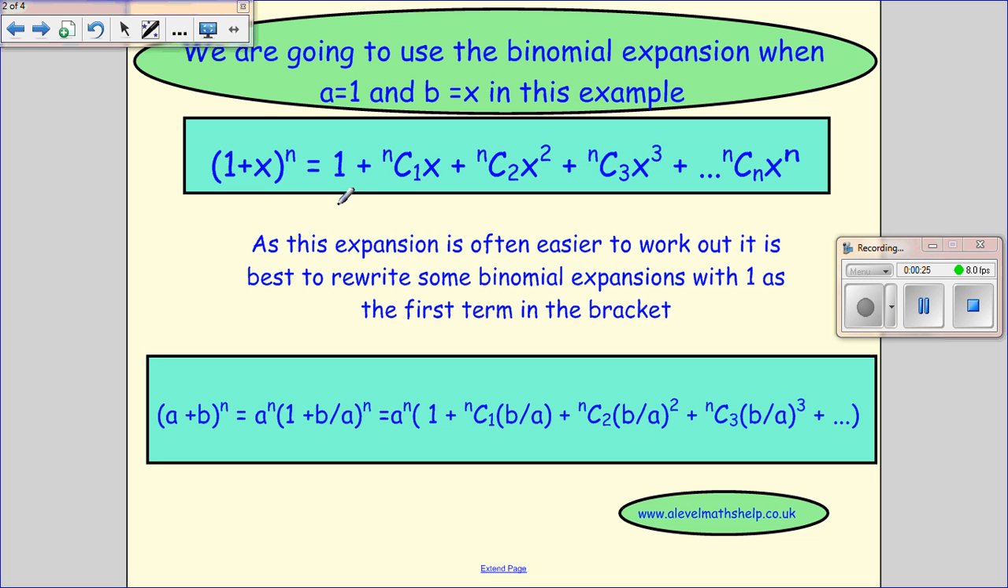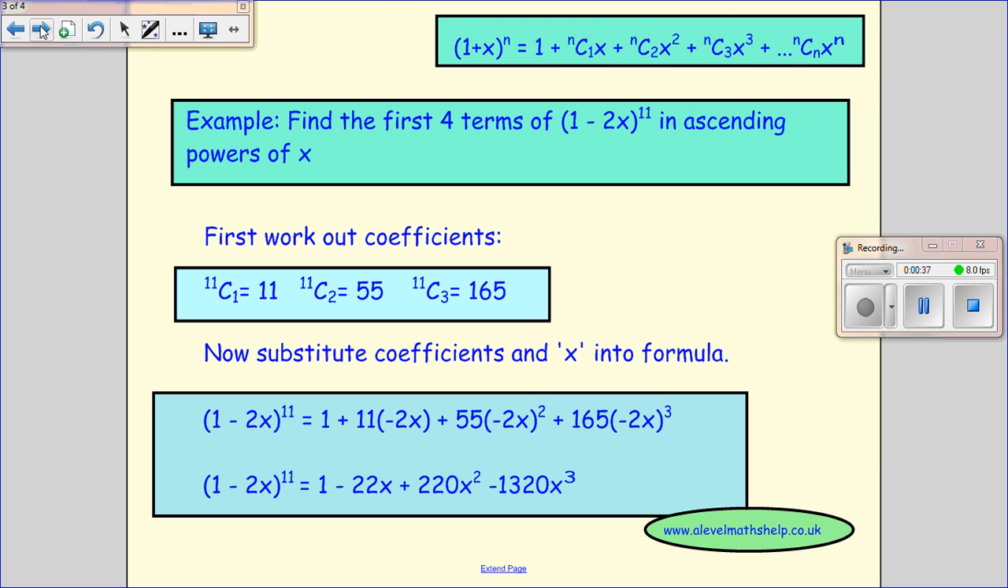And if you remember, I like this one because you just go up simply in powers of x, whatever your x might be, and then we can just find these coefficients using the nCr button on our calculator.